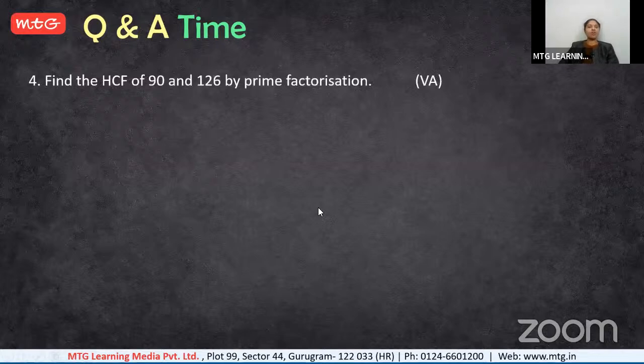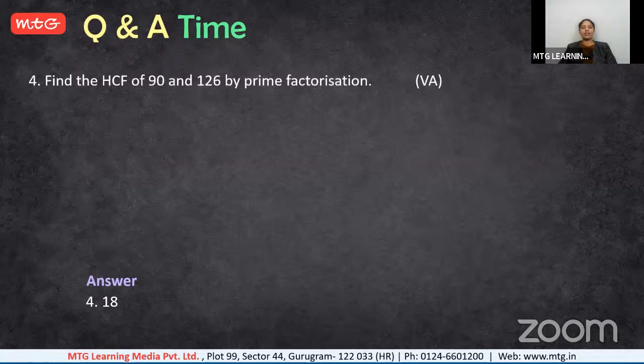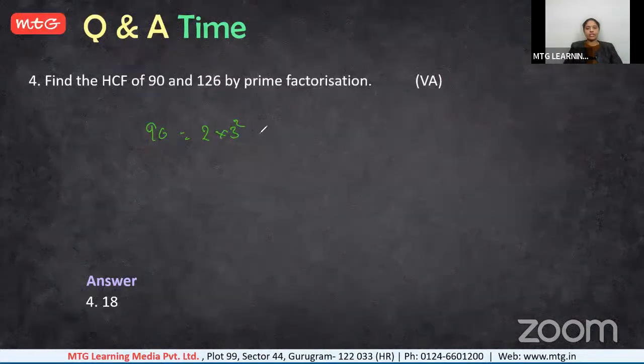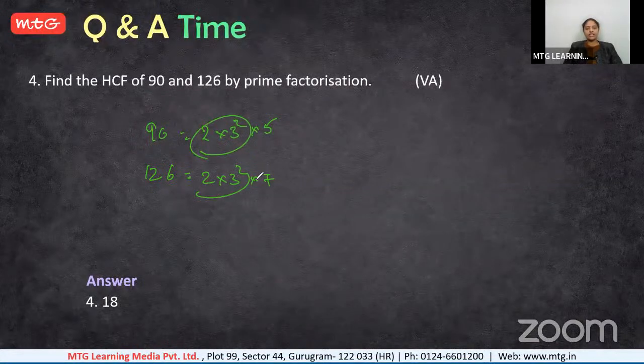Good, good, good. Yes, all your answers are absolutely right. It is 18. All your answers are perfectly correct. I can factorize it as 18 into 5 and 18 into 7. So when you prime factorize the two numbers, 90 is nothing but 2 into 3 square into 5, whereas 126 will be factorized as 2 into 3 square into 7. So obviously the HCF is 18. Very good, very good.